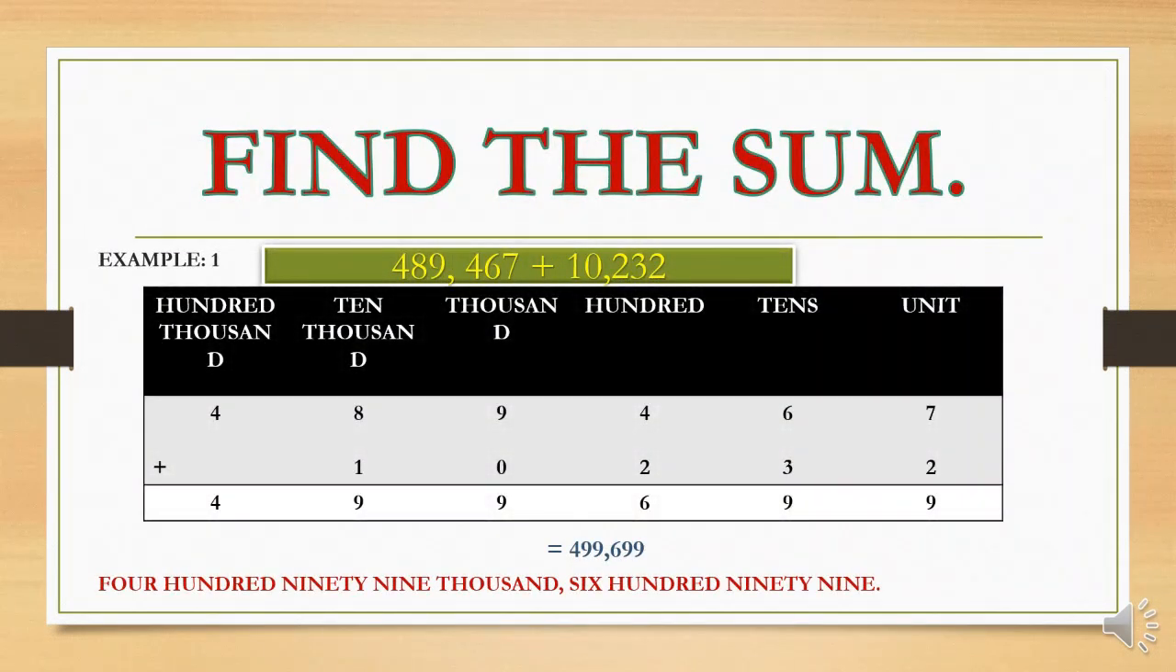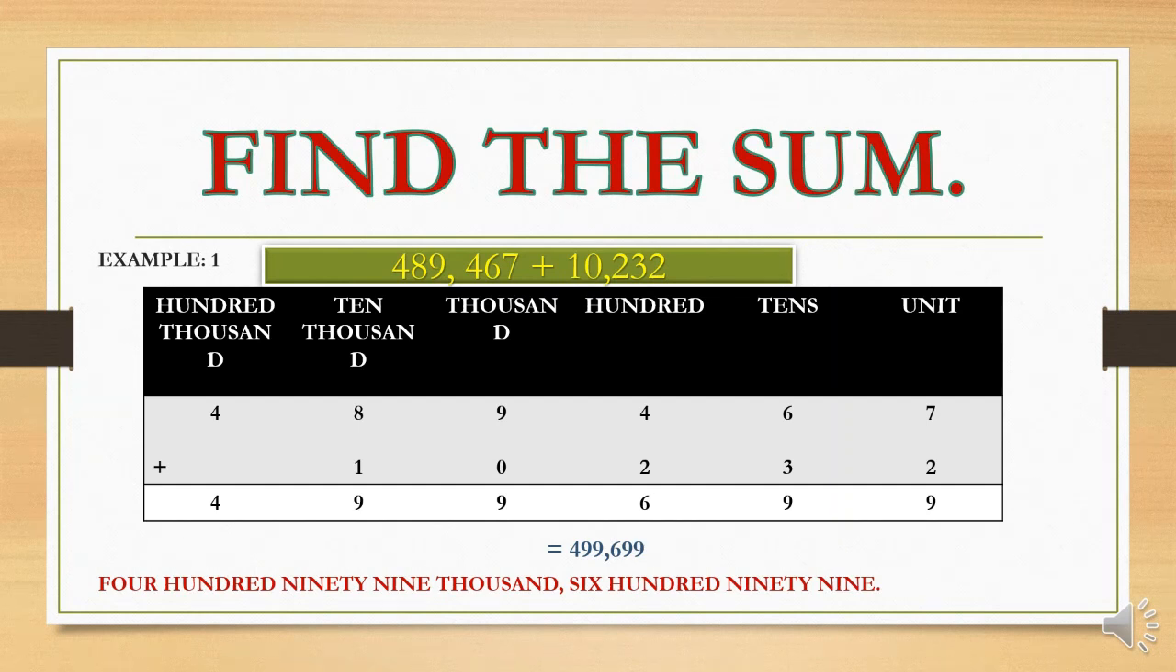From the given example, we will learn the sum of 6-digit numbers and 5-digit numbers. 6-digit numbers means 100,000s. 5-digit numbers means 10,000s. We will add 489,467 to 10,2302. We need to write the numbers as written in the given table, which is called the place value chart.